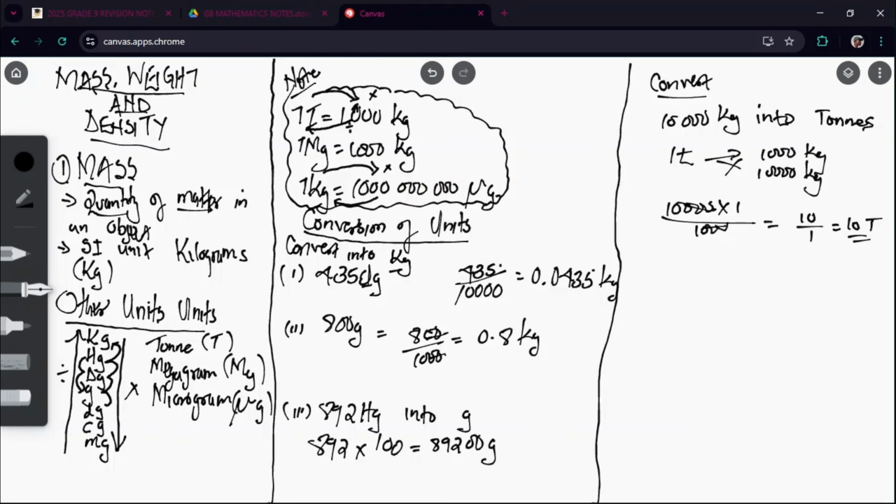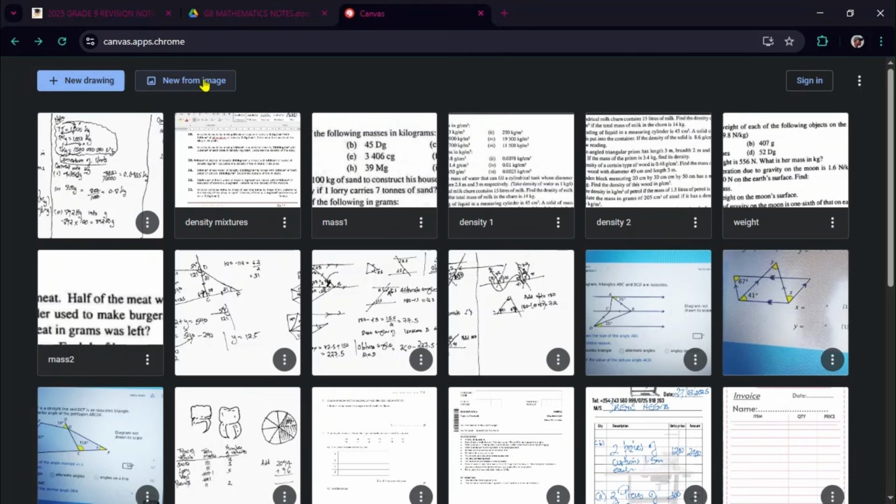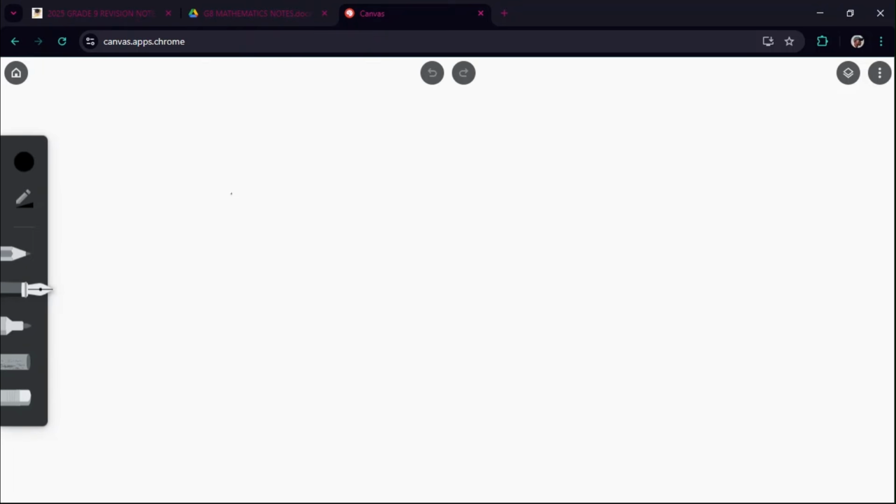Quickly, let us go to weight, and I'll open a new page here. The second one is weight. And quickly, with weight, we don't have much here. If I begin by defining weight, the definition of weight is just a pull or force due to gravity.